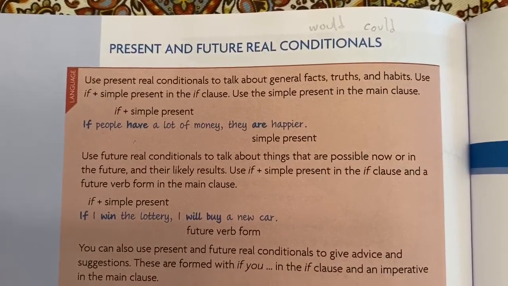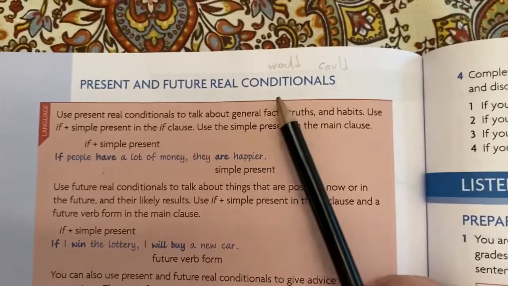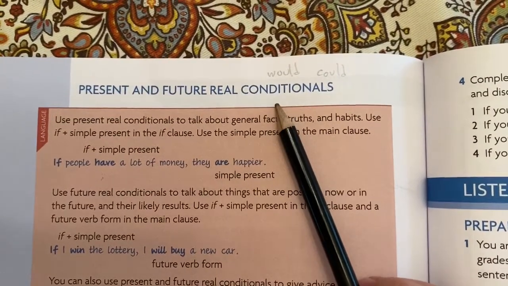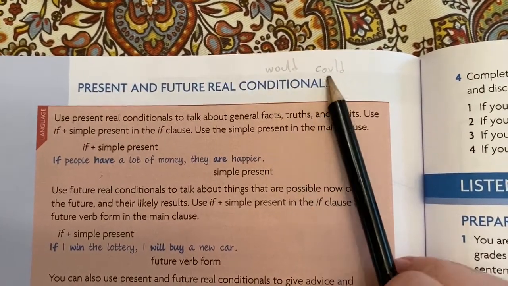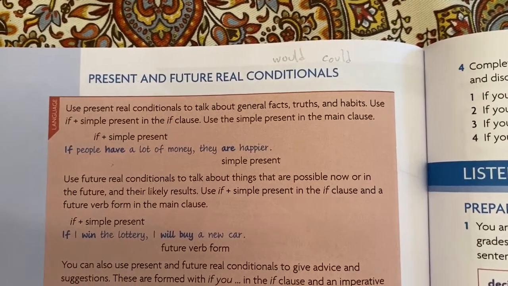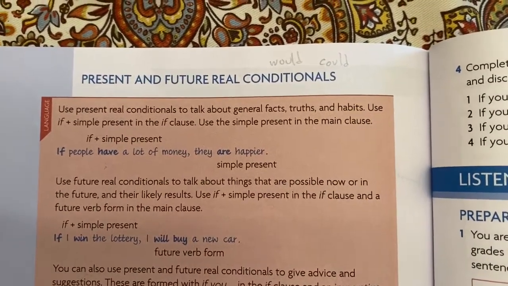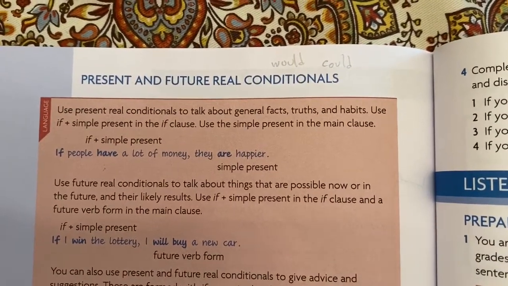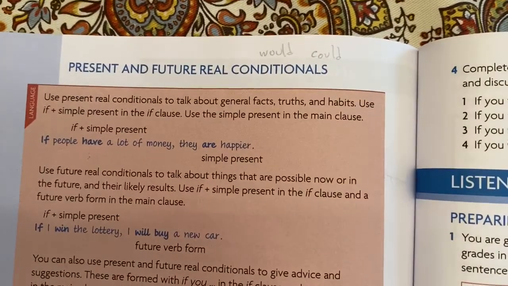Present and future real conditionals. You probably already remember the word conditionals. We went over them with would or could. That was a Flipgrid video. If I won the lottery, I would blank. That was a Flipgrid video from a while back.